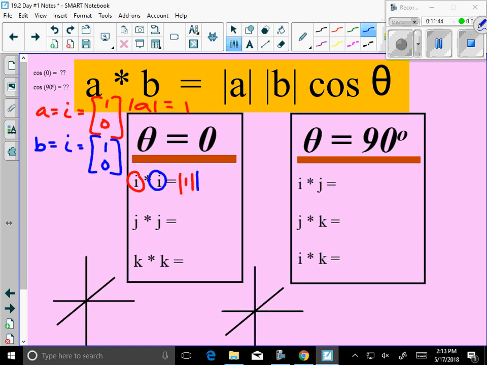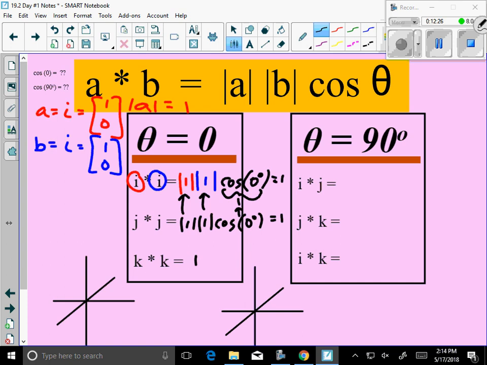The magnitude of B would equal what? 1 as well. What's the angle between them? 0, because they're both heading in the same direction. The cosine of 0 is what? 1. So 1 times 1 times 1 equals 1. It'll make more sense in a minute. What do you think j times j will be? It'll be the magnitude of A times the magnitude of B times the cosine of the angle between. We're assuming that angle is 0, so this will also equal 1.